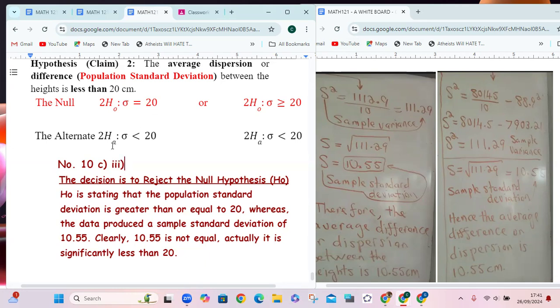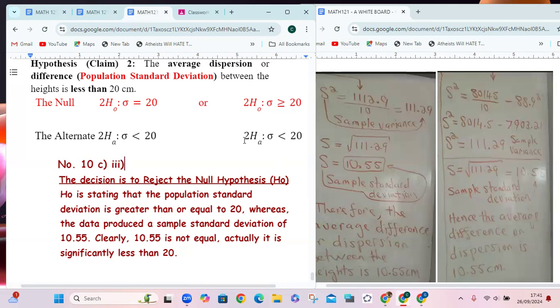In this case, the decision was to reject the null hypothesis. Because the null is saying that the population standard deviation is greater than or equal to 20. The data is saying, no, it is 10.55. There's a disagreement, so we have to reject the null. And as you can see, the alternative has won the debate. The population standard deviation is less than 20. 10.55 is less than 20.